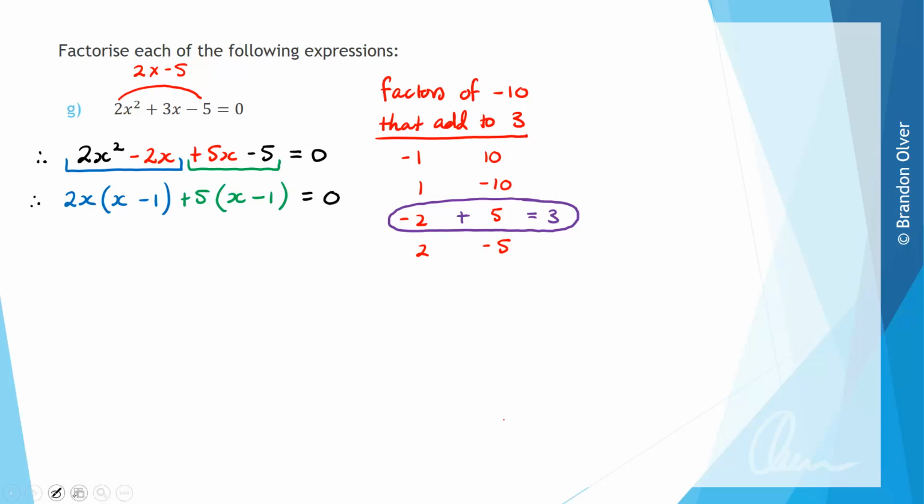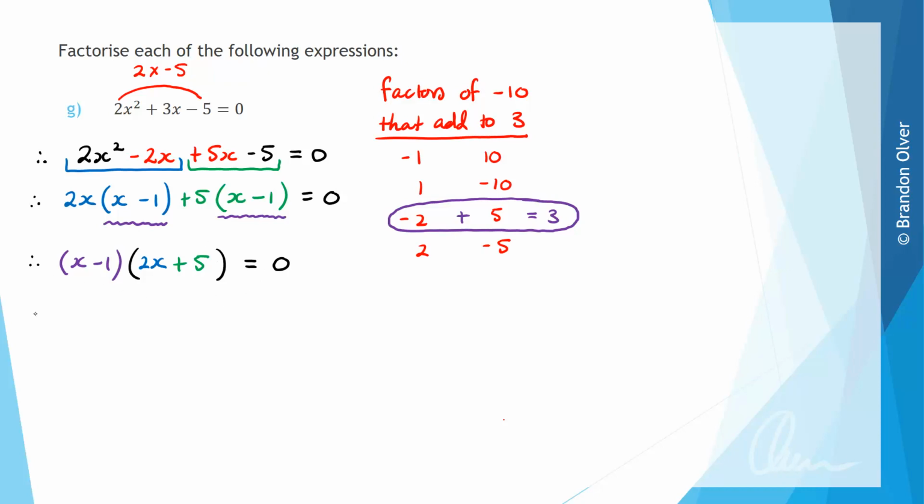And then in the green, 5 is a highest common factor, leaving behind x take 1, and that will still equal 0. And now we can see that x take 1 is a highest common factor between the blue and the green term. So therefore, we remove x take 1 as a highest common factor, and that will leave behind 2x from the blue because 2x was multiplying x take 1, and plus 5 from the green because it was 5 times x take 1 in the previous line. And that is still equal to 0.